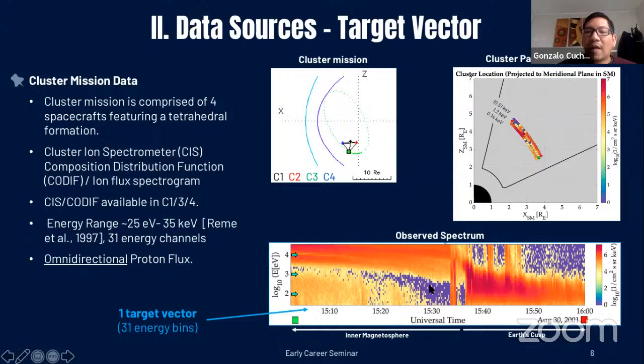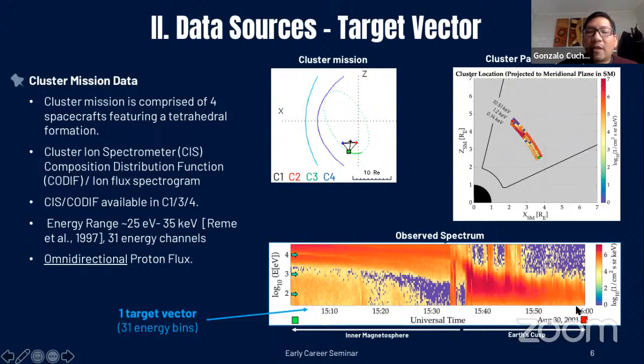In these 2 plots, I'm showing an example of a spectrum obtained by Cluster when it was moving from low latitudes to high latitudes. This is the Cluster trajectory. The path is 3-dimensional, however, it was projected to this XZ plane in SM coordinates. It goes from this green square to this red square. And what I'm showing here are just samples of the flux for 3 different energies, 10, 1, and 0.1 keV. These 3 energies are indicated by these 3 arrows here.